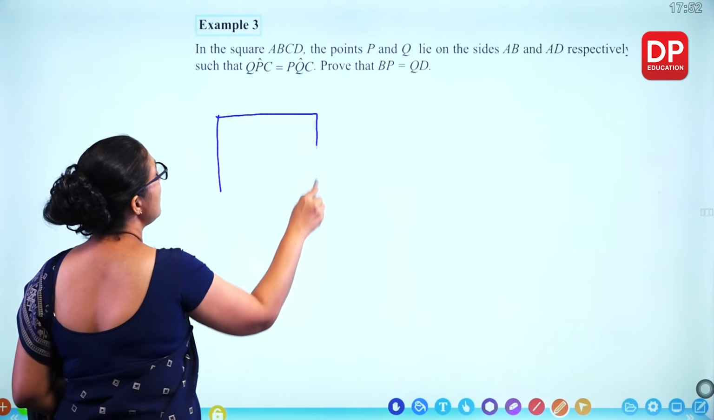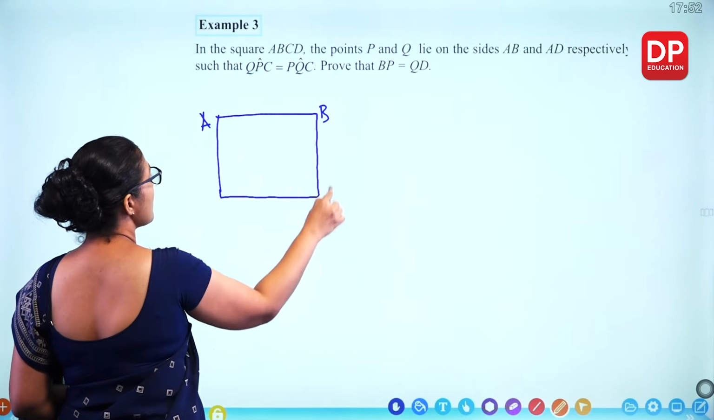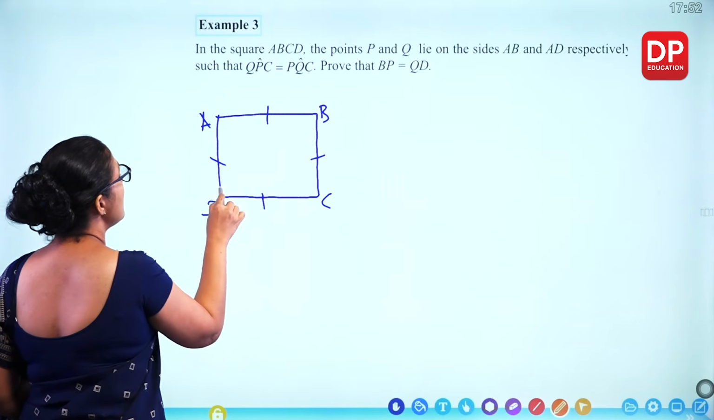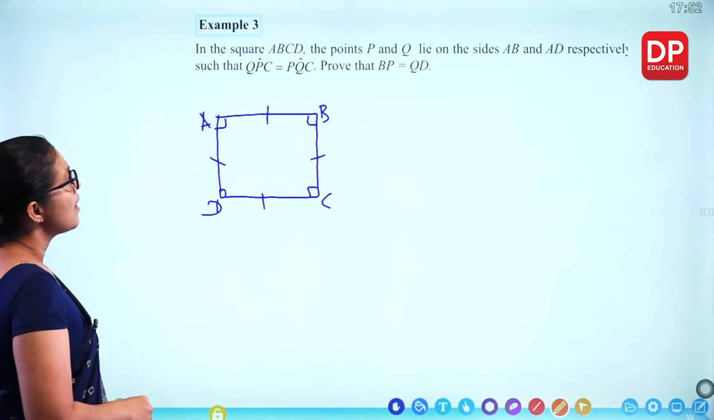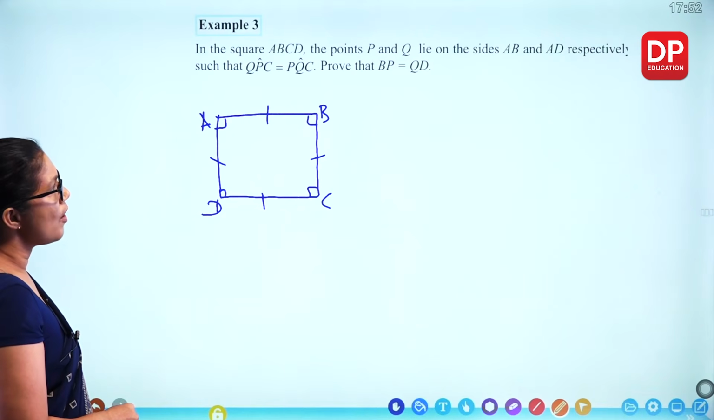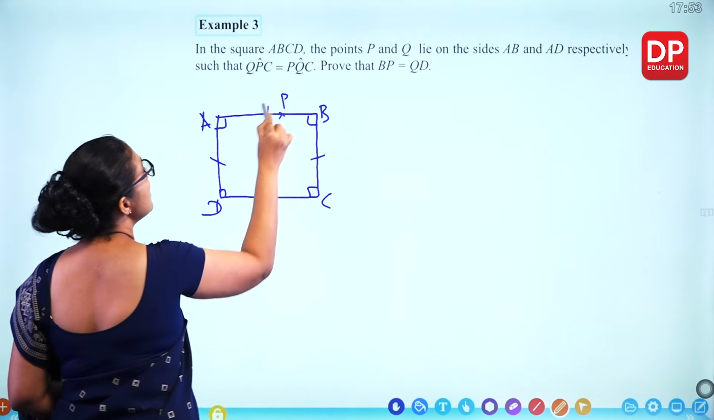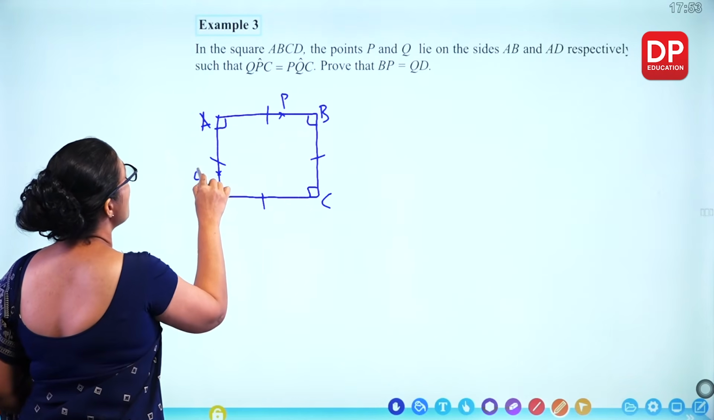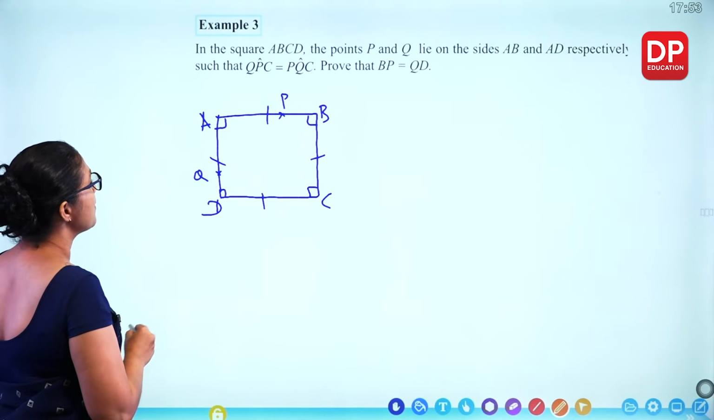This is about a square. Draw a square ABCD. You can mark all sides are equal and all angles are 90 degrees. The points P and Q lie on the sides AB, so somewhere here P, and on AD, Q is on that line, such that QPC.